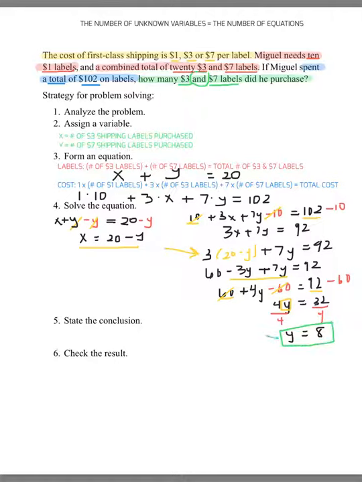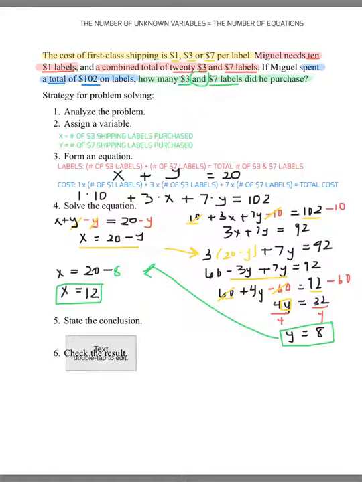So we plug that into the equation for x, and we get x is equal to 20 minus y. However, y is equal to 8. So then we end up with x is equal to 12. And there we go. We have our two variables solved for. So now let's go ahead and state our conclusion clearly. Miguel purchased 12 $3 shipping labels and 8 $7 shipping labels.